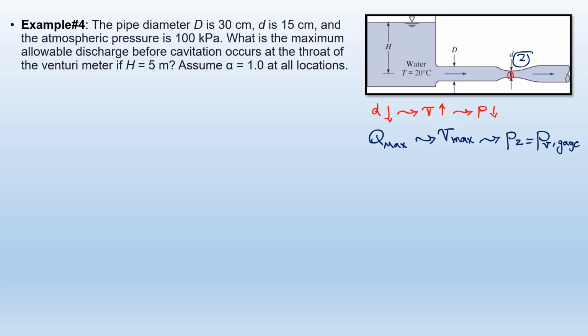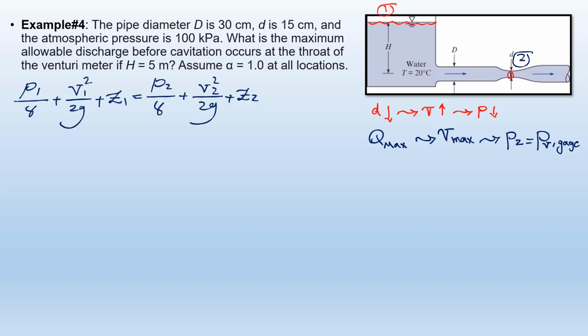Now, in order to actually solve this problem, I'm going to write down the energy equation between the surface, I'm going to call it section 1, and section 2. And here is the energy equation. The problem statement has not given us any information about head loss, so we are assuming that there is no head loss. That's why I have not included any head loss in the energy equation. I am going to consider the datum to be exactly the center line of the pipe over here. So this is the datum.